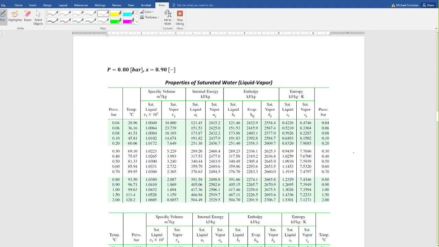So the next thing that we're going to look at is what happens if they tell us the pressure, right? So they tell us it's 0.8 bar and a quality of 0.9. The one thing that we know, anytime they tell us what the quality is, that means we're under the vapor dome. Quality only makes sense if you're here under the vapor dome. Because what is quality, right? Quality is equal to the mass of vapor divided by the total mass in the system.